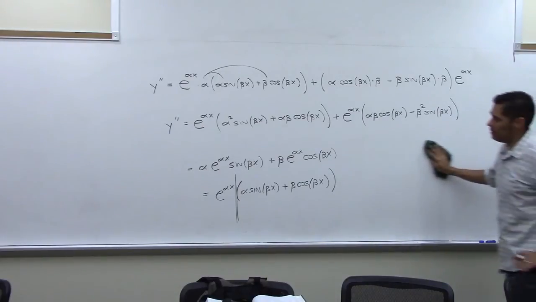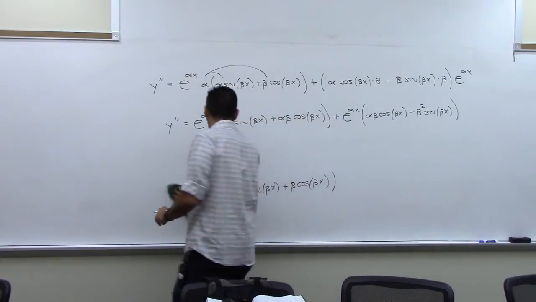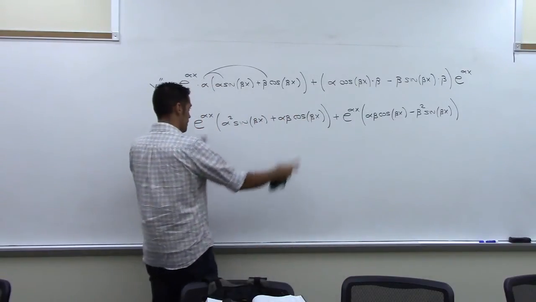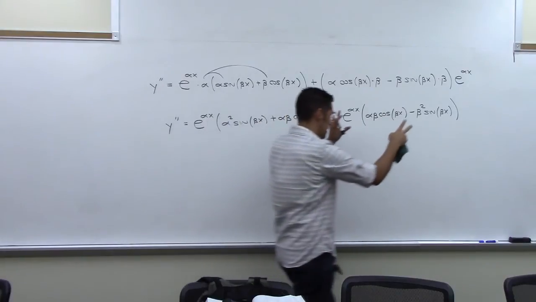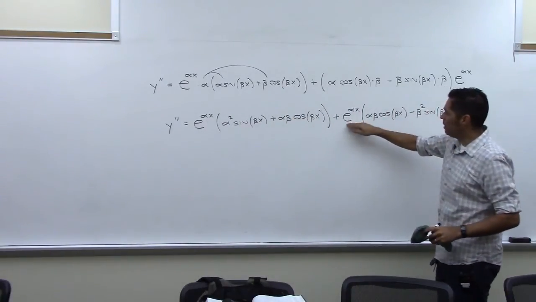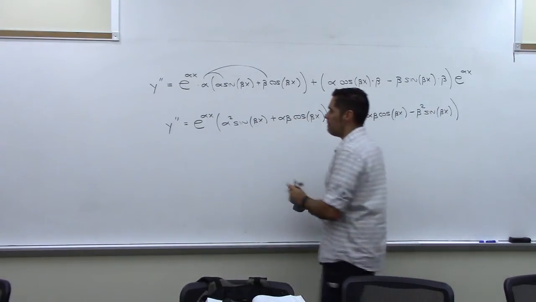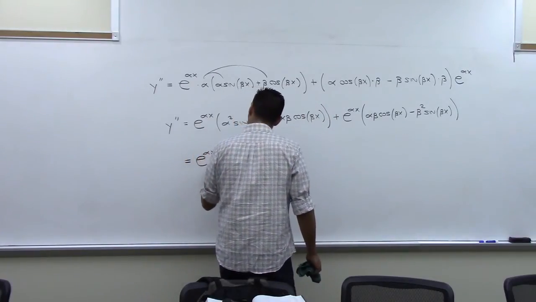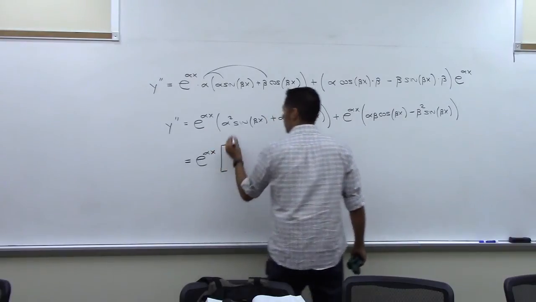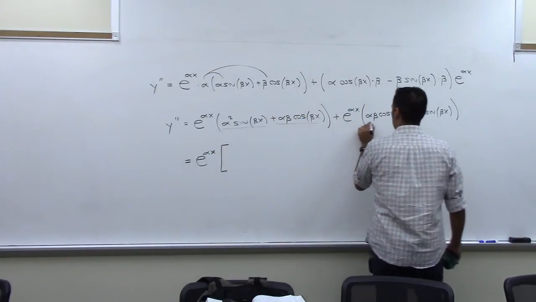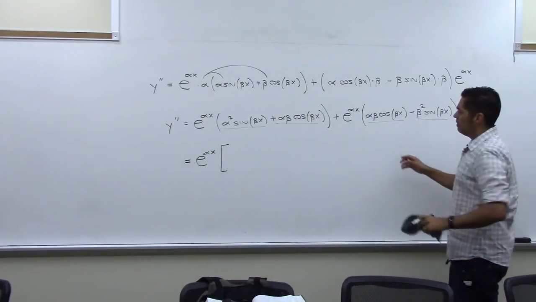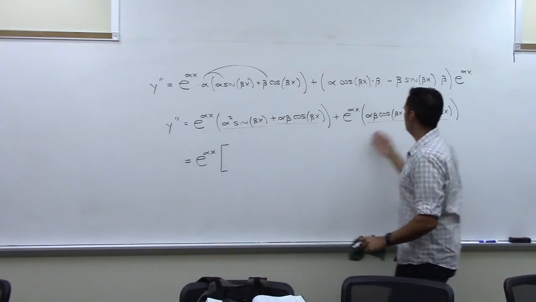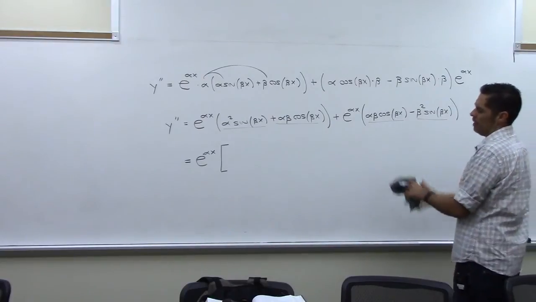I can collect like terms. All right, this next step is going to look a little weird. I have two big chunks of stuff. I've got this thing and I've got this thing. They both have e to the alpha x, so I'm going to factor out an e to the alpha x. And then I will have this plus this plus this minus this. So when I take this away and take that out, I'm just left with what was in the parentheses here in both of them.